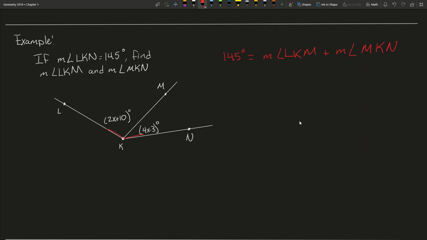And from that, we can just substitute. So 145 degrees, the measure of the bigger angle, should equal 2x plus 10 plus 4x minus 3. From there, we can combine like terms. So 145 degrees is equal to 6x plus 7. And now we just solve it like a normal equation. So we can subtract 7 from both sides. So we have 138 is equal to 6x.